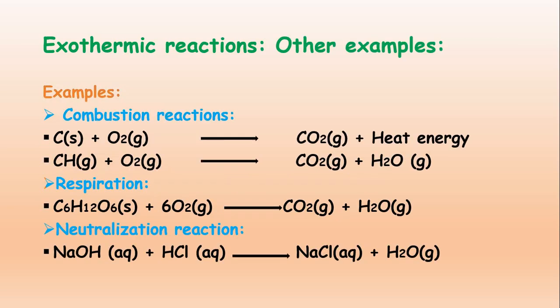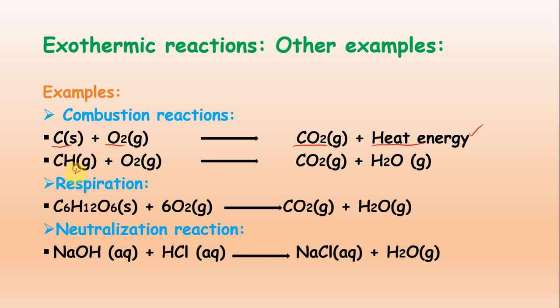Now we are moving towards other examples of the exothermic reaction. As in the previous slide I told you, combustion is also an exothermic reaction in which heat energy is released to the surroundings. Now look at the example: when you burn the carbon or heat the carbon, it will produce CO2, carbon dioxide gas, and heat energy to the surroundings or to the environment, so that will be the exothermic reaction.